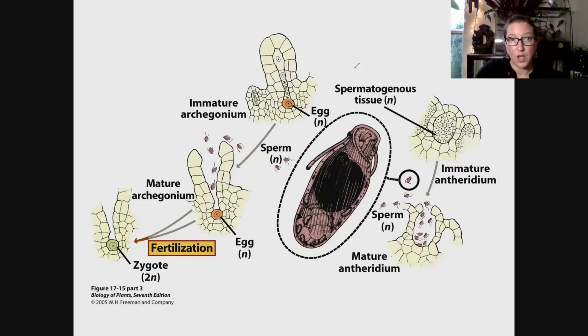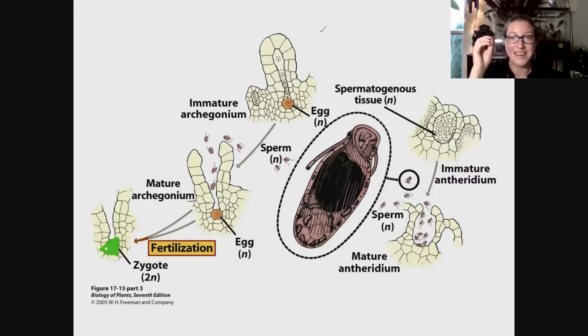Sperm is going to swim to the egg, just like we've seen before, right? Here's the egg. The egg is inside of what sex organ? Archegonium. So here you go, sperm swim, swim, swim to unite with the egg. Once the sperm unites with the egg, notice the color change on this slide, right? It goes from an orangey color egg to a green color zygote, right?